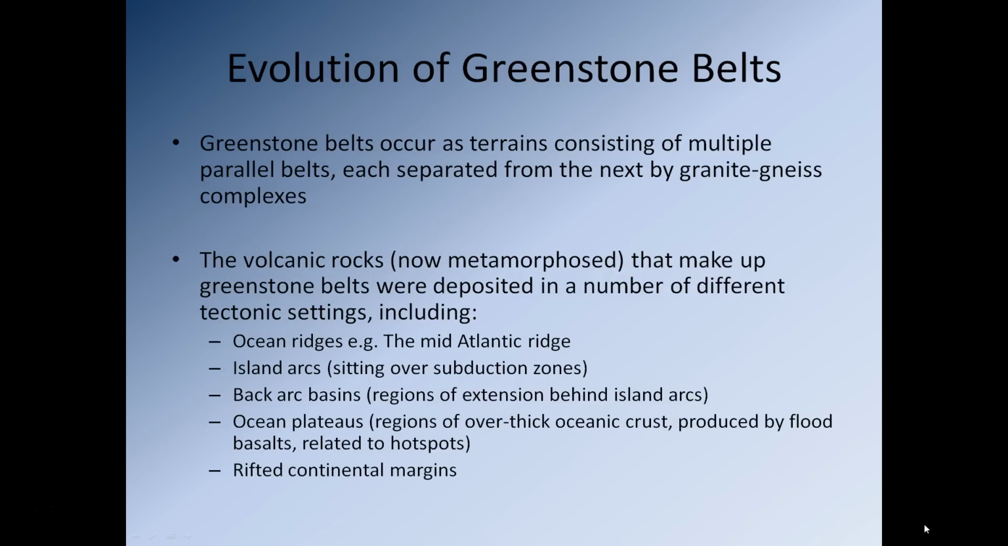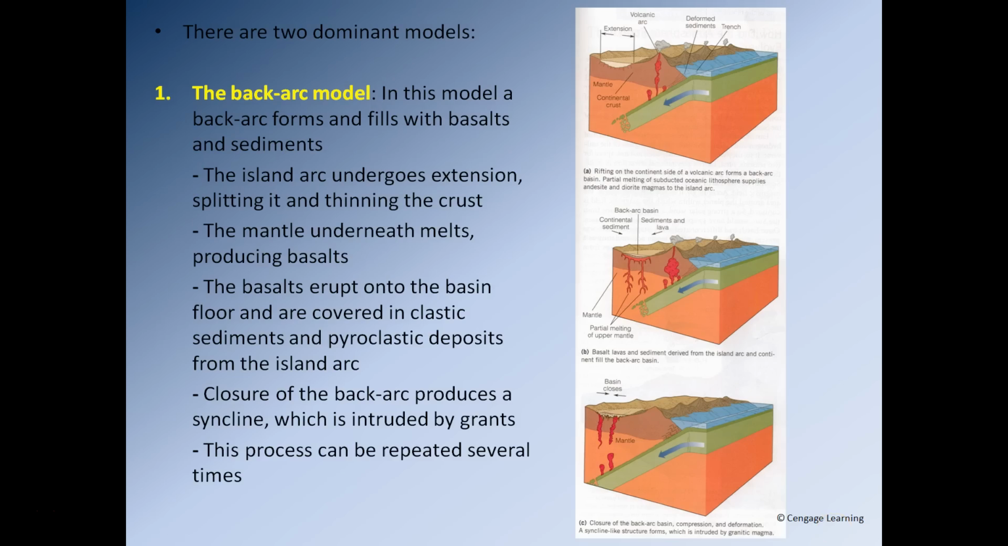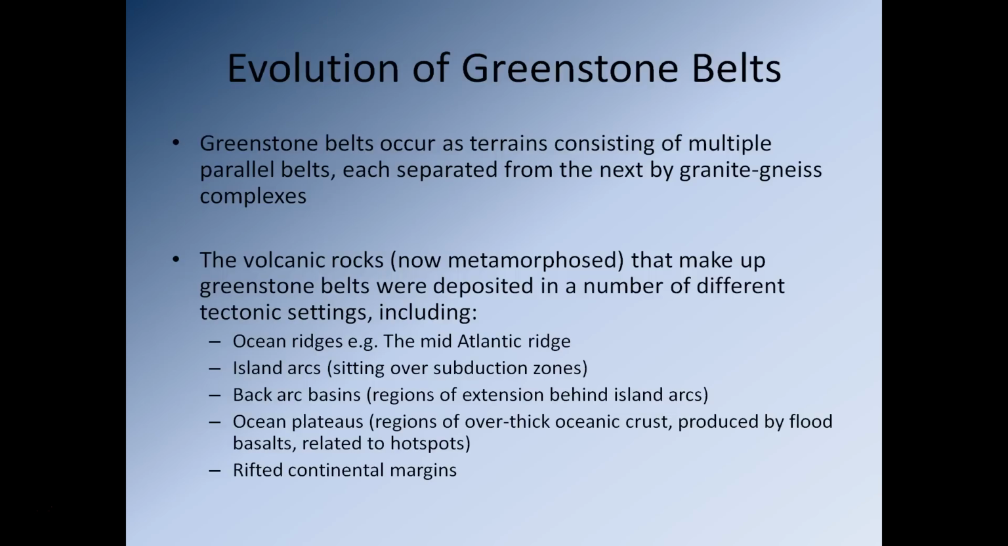There are lots of different types of environments in which basalts were being deposited to form the lower and middle portions of greenstone belts. So we are actually going to deal with the two preferred models for greenstone belt formation. Now, these two preferred models are not going to be able to explain how you get all these different types of basalts in some greenstone belts. Okay, they're a best fit for the evidence that we have. So there are two dominant models. The first one is the back arc model. In this model, a back arc forms and fills with basalts and sediments. So you're thinking, well, hold on, what's a back arc? Okay, so let's jump to the next slide first.